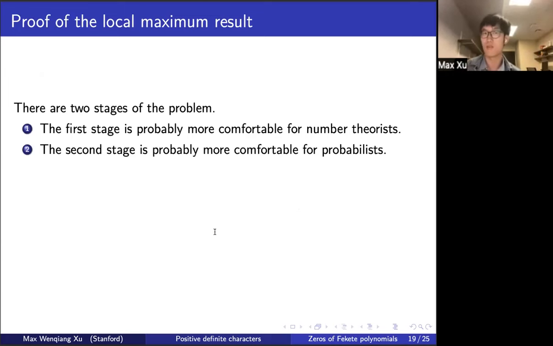There are two stages. First stage is you want to translate this local maximum of the L function to the local maximum of a certain Dirichlet polynomial. This step has more or less been studied many, many times in different contexts in number theory. But the second stage is really a probability question.